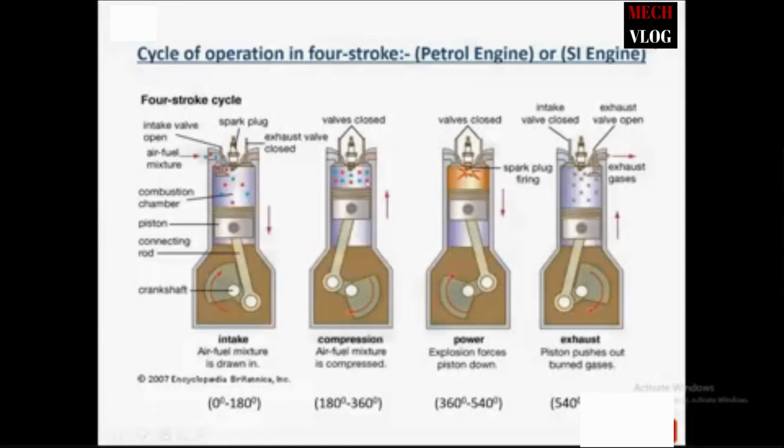So what is compression ratio? Does anyone know about compression ratio? Anyone? Maximum volume to minimum volume. No. Compression ratio is the ratio of the sum of suction volume plus clearance volume, all divided by clearance volume. Suppose 6 to 1 is the compression ratio. That means 6 is the entire volume of the combustion chamber and 1 is the clearance volume.